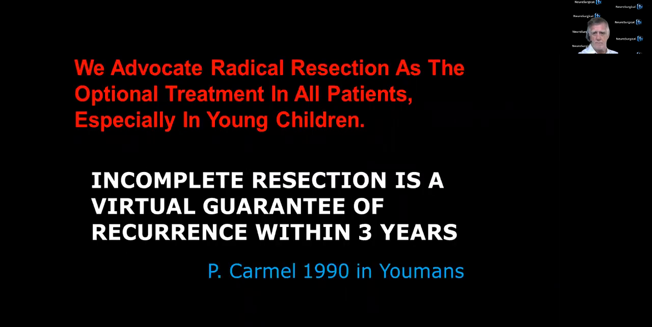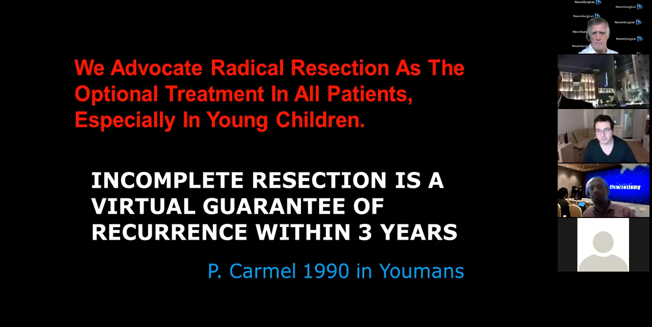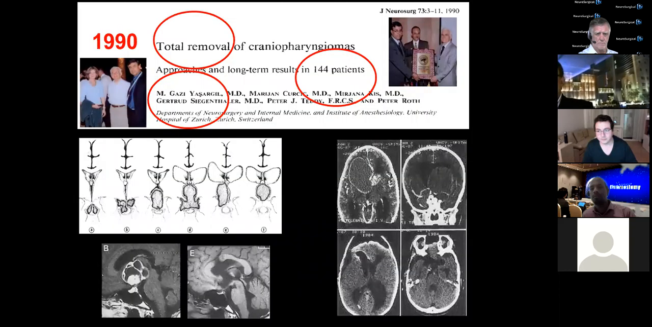Look at this, back in 1990, it is mentioned in a textbook: we advocate radical resection as the optimal treatment in all patients, especially in young children. And they added, incomplete resection is a virtual guarantee of recurrence within 3 years. So no argument about it. Still, you find mediocre surgeons standing and talking about biopsy and radiotherapy. This is the giant of giants, Hamit Ghazi Yaşargil from Turkey, who lived in Switzerland, United States, and now back to Turkey. His paper in 1990 reports long-term results in 144 patients with total removal.